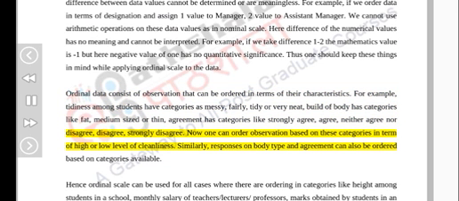Now one can order observations based on these categories in terms of high or low level of cleanliness. Similarly, responses on body type and agreement can also be ordered based on the categories available.